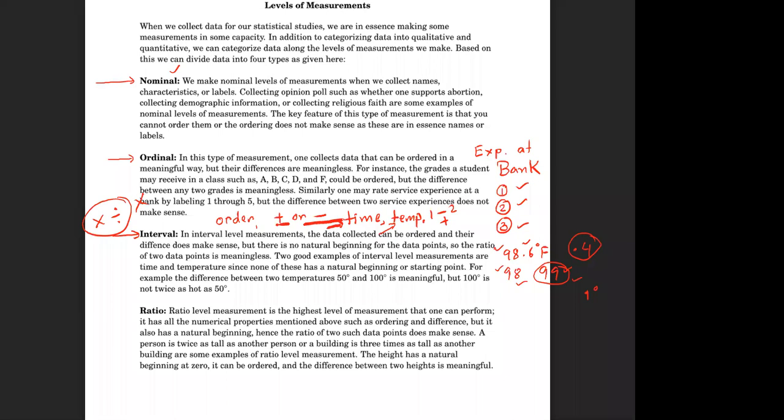Now, the last thing is the ratio level of measurement, where you collect data such that not only can you order, you can add, subtract, multiply, and divide. All of them make sense. And the key thing about this type of data is it has a natural starting point.